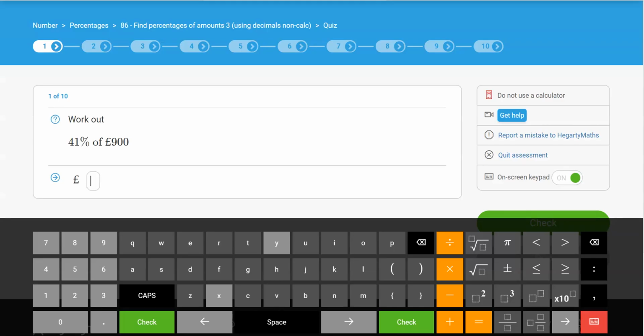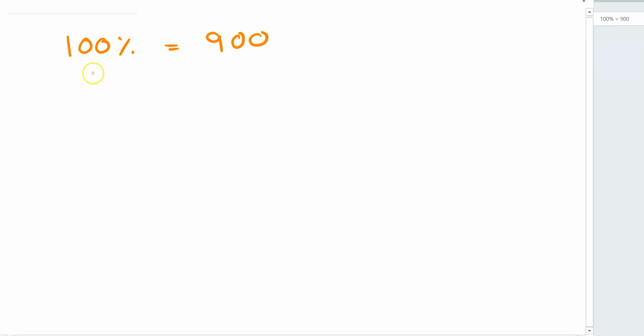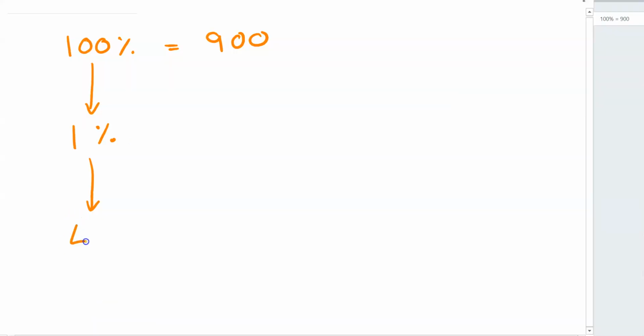So we are going to start with 41% of 900. The question is we need to find 41% of 900. So we know that 100% is worth 900. That's just the number. We can work out what 1% is, and then we can work out what the percentage is that we actually want. And in this case it was 41%.